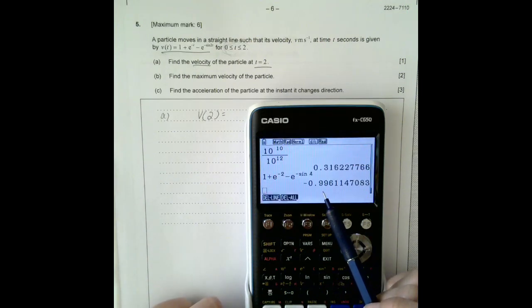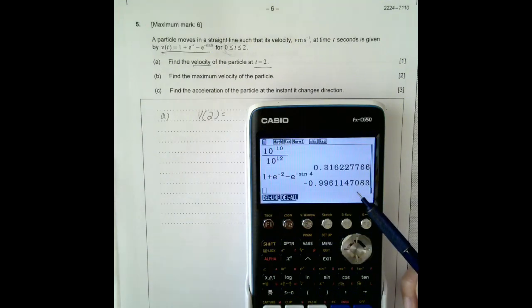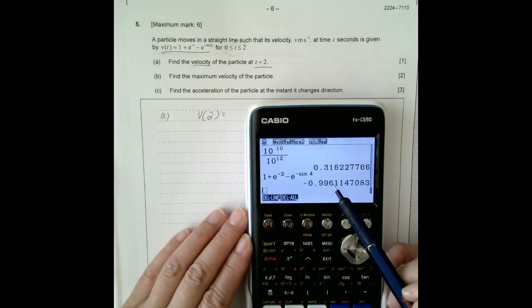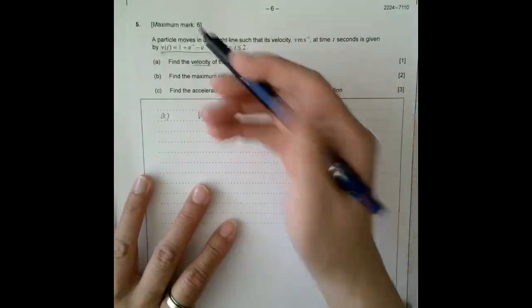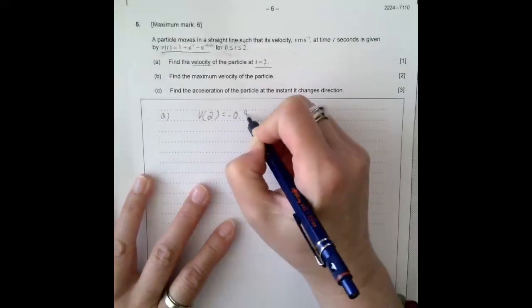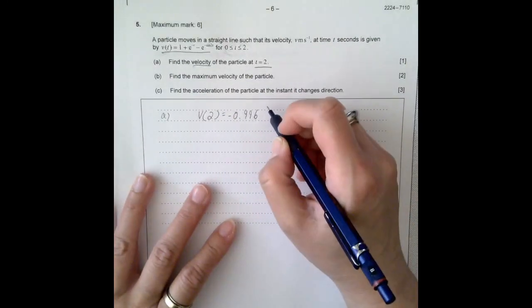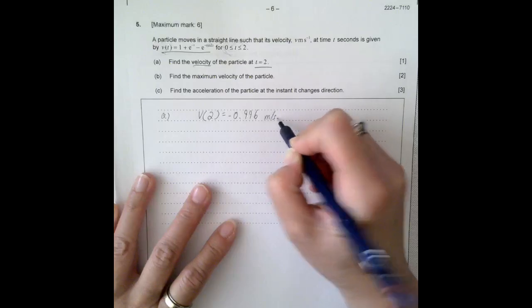So we got the answer here, negative. When it's negative, it's going backwards, right? So 3 significant figures. The answer is negative 0.996. If you want, you can have amperes for it.